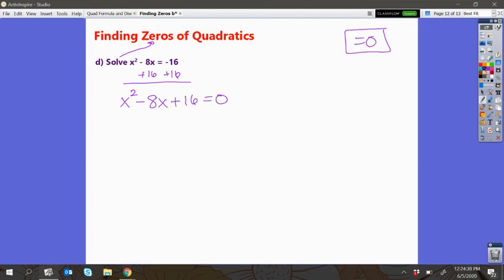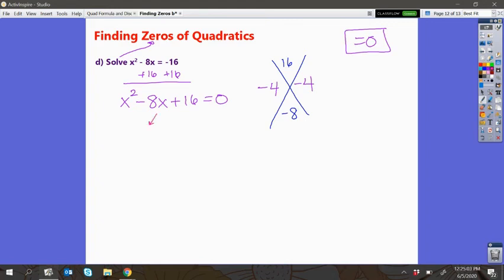And there is no GCF. So I move forward with my factor puzzle. 16 goes on the top, negative 8 on the bottom, and we're going to multiply 4 times 4 to get 16, but now I need to add to get that negative 8. So that means we're going to do negative 4 times negative 4. The negatives will cancel out when I multiply to get me positive 16, but then when I add those together, it will get me negative 8.